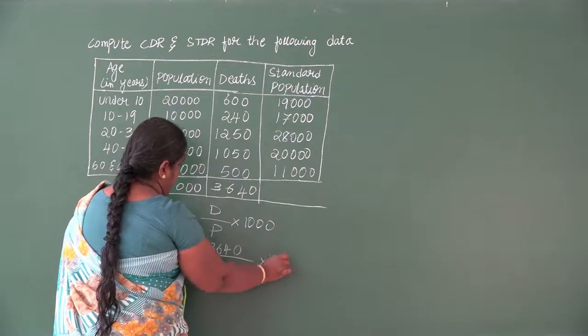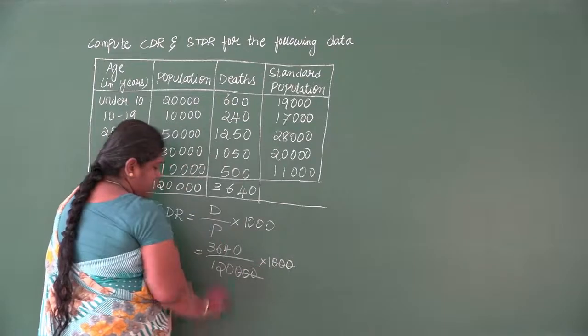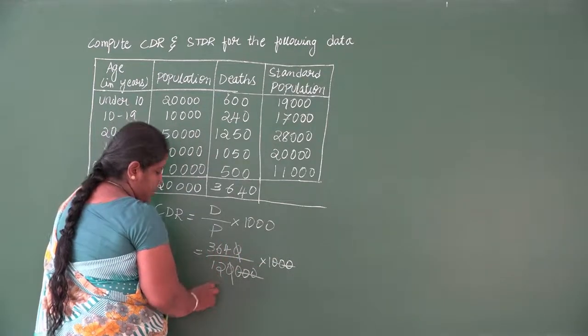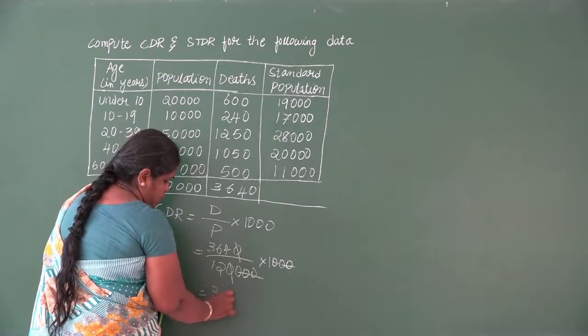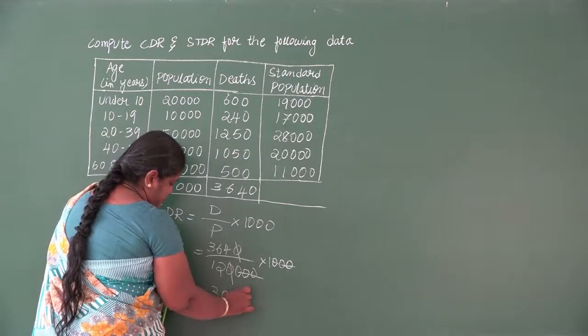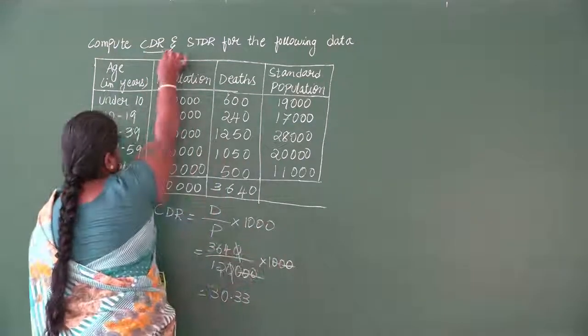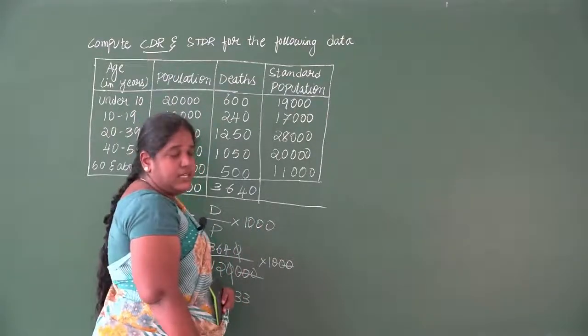Now substitute in the formula 3,640 divided by 1,20,000 into 1,000. You can cancel this 1,000 and 1,000, and here 0 and 0, you will be remaining with 364 divided by 12. So 364 divided by 12 will be 30.33. So CDR we have calculated. So the first question is finished.